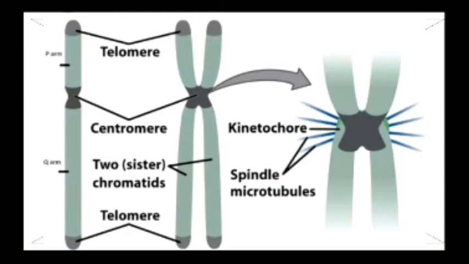The center part of the chromosome that holds the sister chromatids is called centromere. And the end part of the chromosome is called telomere. In the last picture, we can see kinetochore. Kinetochore is a disc-shaped structure. To this, spindle microtubules bind.